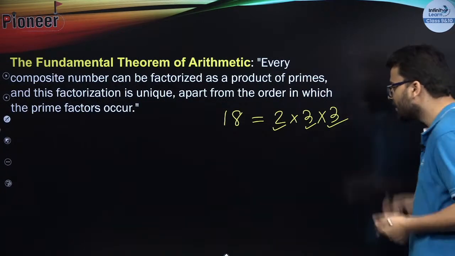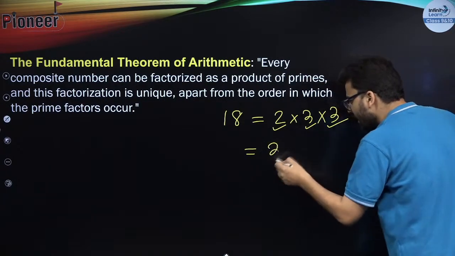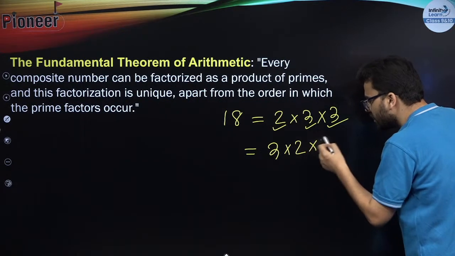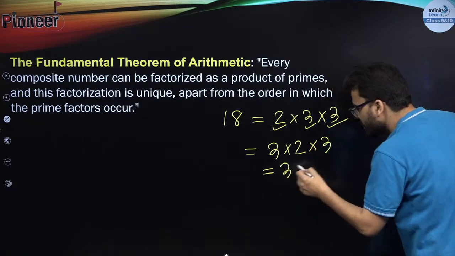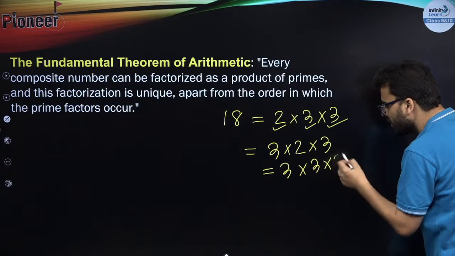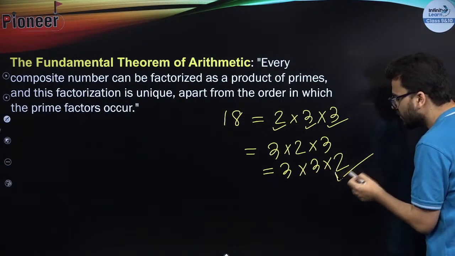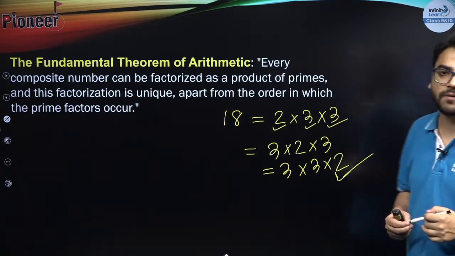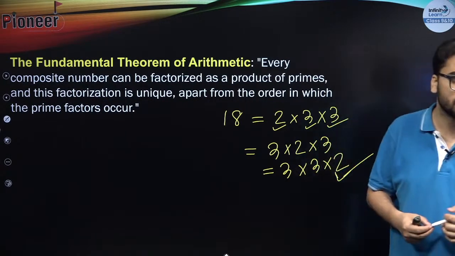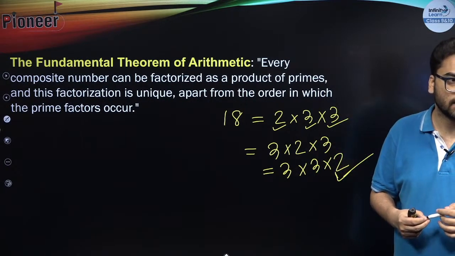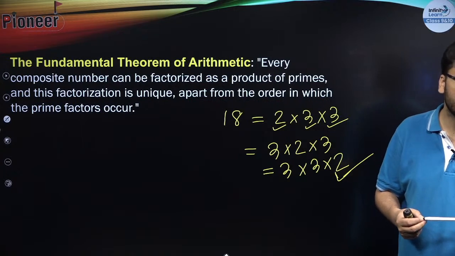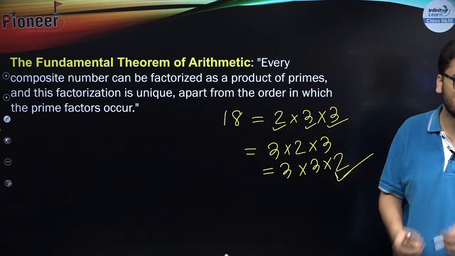Apart from the order in which the prime factors occur, the order can change. For example, 3 into 2 into 3 can be written, and 3 into 3 into 2 can be written, right? So every composite number can be expressed as a product of its prime factors apart from the order of the prime factors. The proof obviously we are not doing over here, Swap. I hope you understand that.